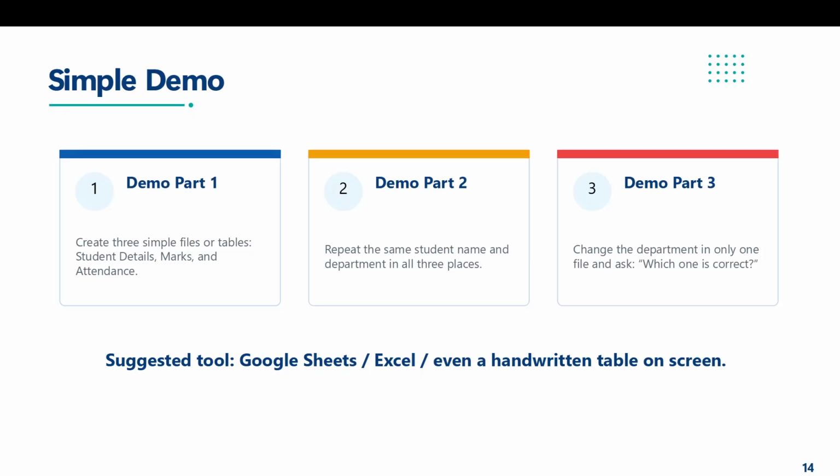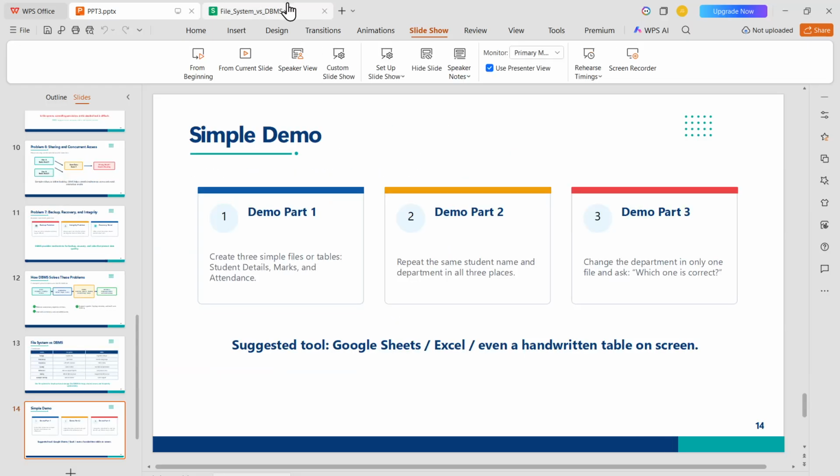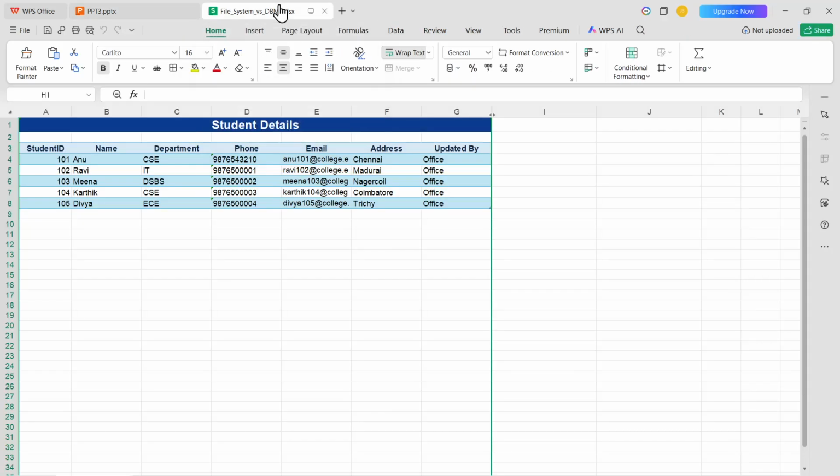So now we will do a small demo. For this demo, we are going to use a simple Excel sheet. So the purpose is to understand why the file system approach creates problems and how DBMS gives a cleaner structure. So you can see, I'll open the Excel sheet which I have created earlier.